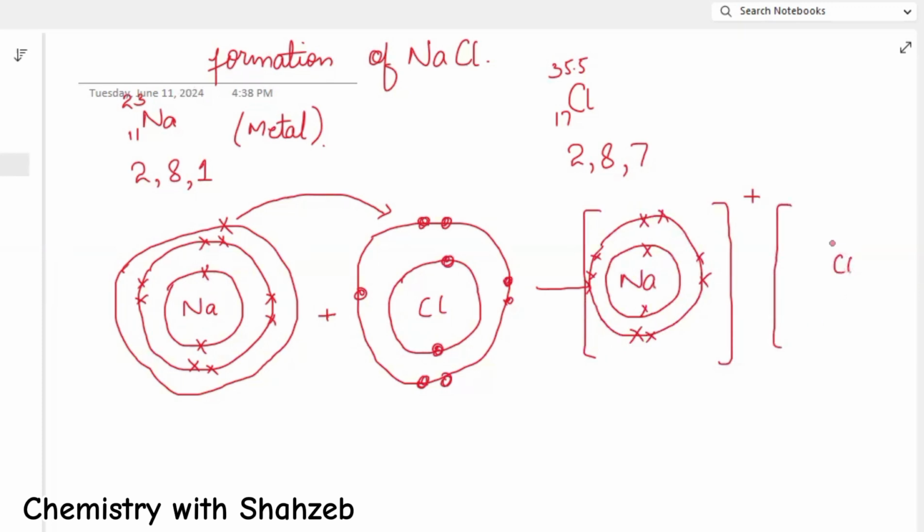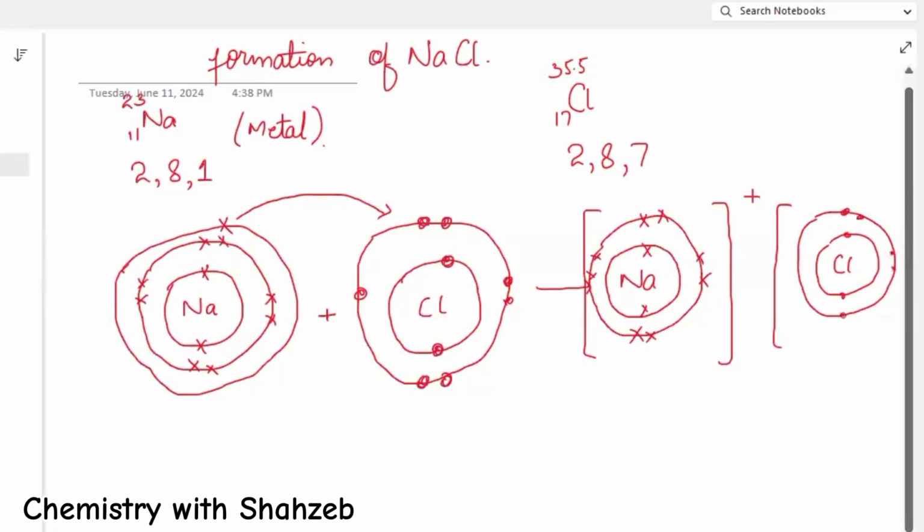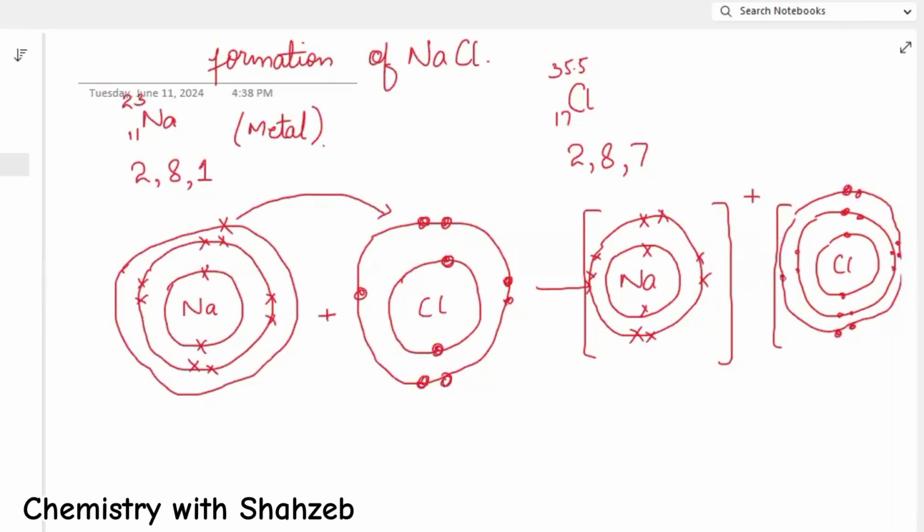With chlorine, first shell is of 2, second is of 8, and now the third one is also having how many electrons? 1, 2, 3, 4, 5, 6. It was having 7. And this cross electron shows that the electron is transferred from sodium to chlorine. And now it has a negative charge.